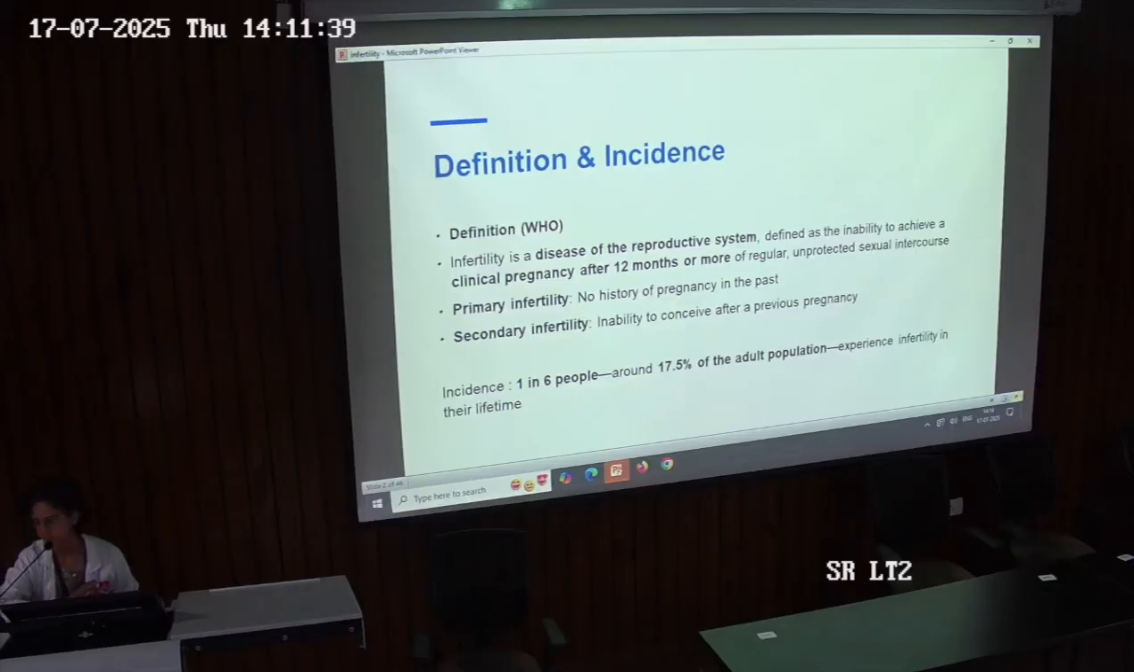When there is no history of conception, either abortion, preterm delivery, nothing. So there is no history of pregnancy in the past. And secondary infertility is when the patient had a history of conception, whether it is abortion, preterm delivery, live or stillbirth. It means there is a history of one pregnancy prior to this.